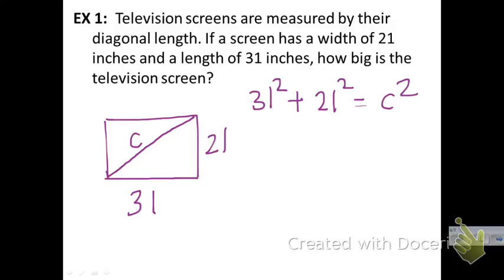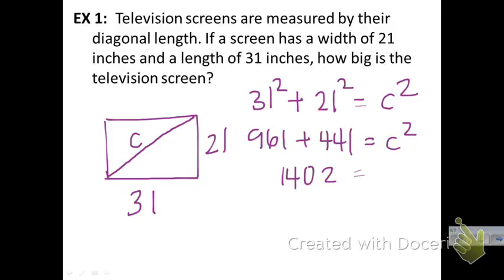So the first thing you're going to do is square 31, which is 961, square 21, which is 441, and we add those together, which is 1402, and then we have to do the opposite of squaring. The opposite of squaring is taking the square root, and the square root of 1402 is about 37.4 inches. So how big is the television screen? 37 inches.